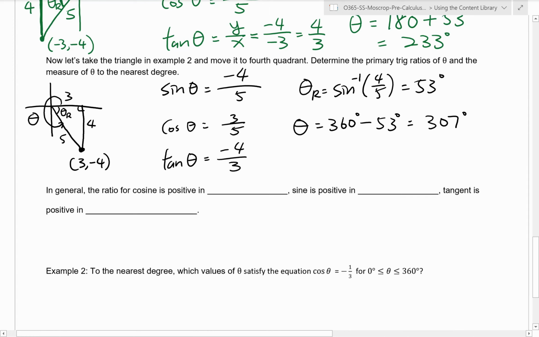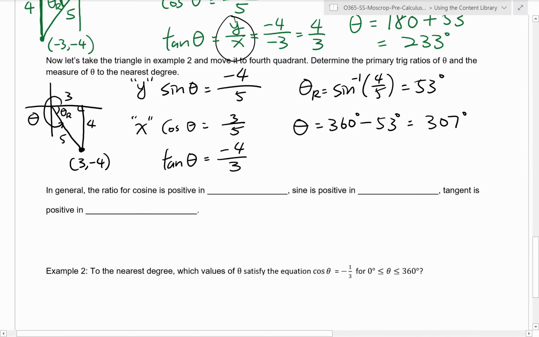Sine relates to y. Keep that in mind. And cosine relates to x. So in the fourth quadrant, all x values are positive, therefore the ratio for cosine is positive. The ratio for sine would be negative in the fourth quadrant because all the y values are negative. And tangent, as I show you here, is the combination of y and x. So tangent in the fourth quadrant will be negative because x is positive and y is negative.